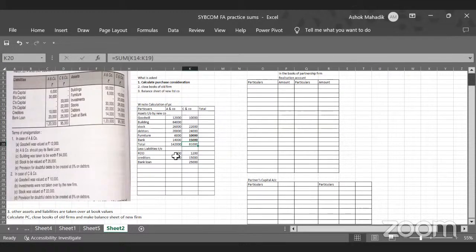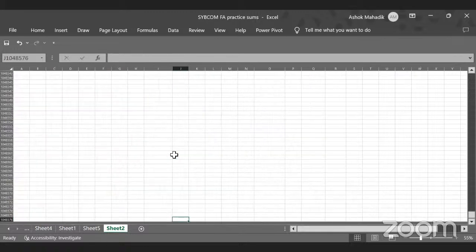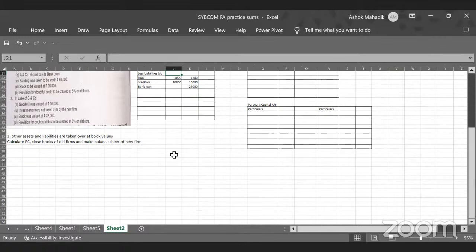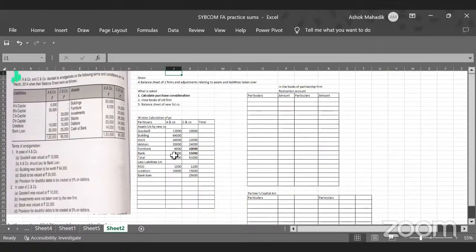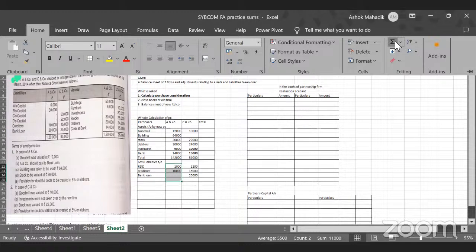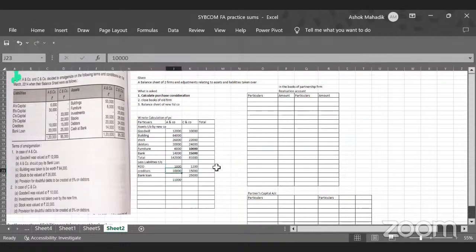And I add liabilities. I'm very bad at using PC. I use summation for liabilities, 11,000. Anyway, I do it for C and company. So total liabilities.